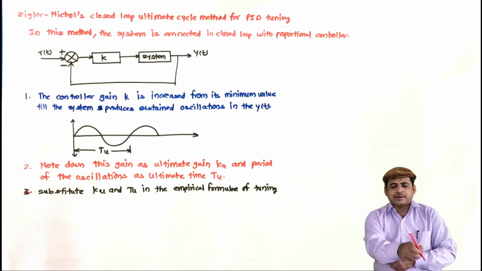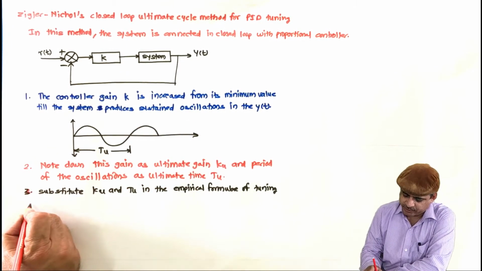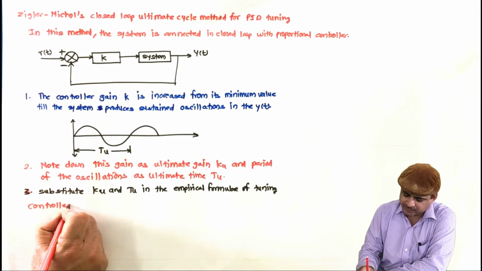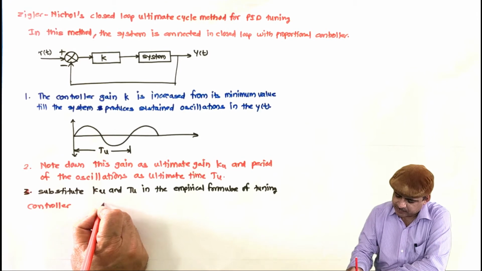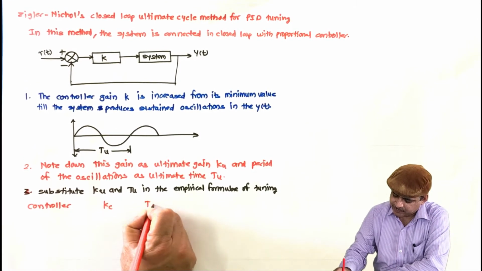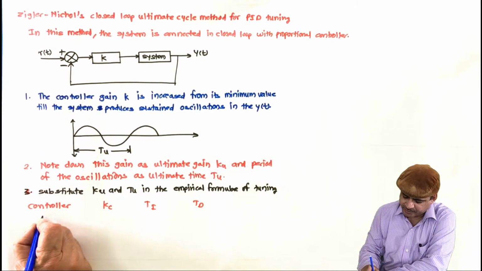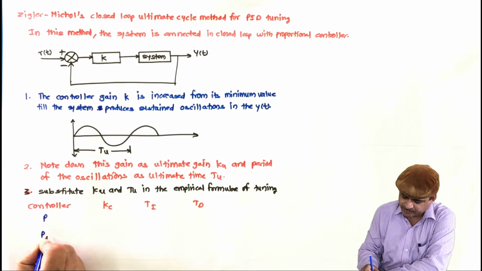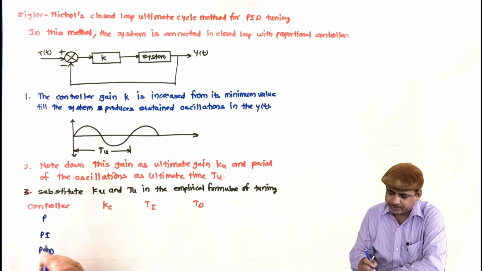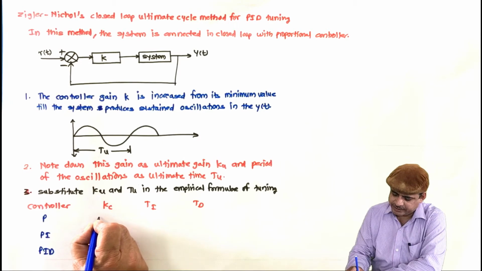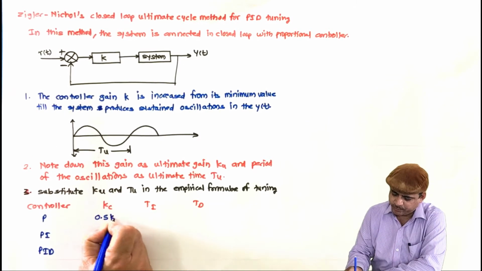So those tuning parameters are like, for example, again in this case also the controllers are P, PI and PID, and if it is in P mode, then the controller gain Kc is 0.5 Ku.